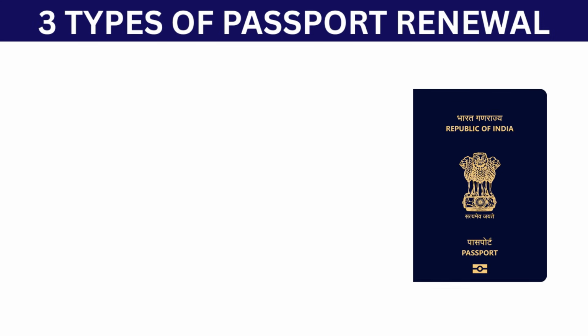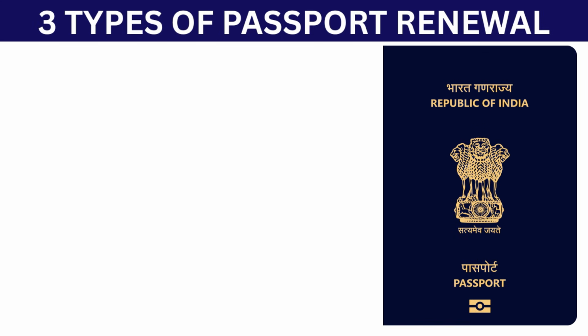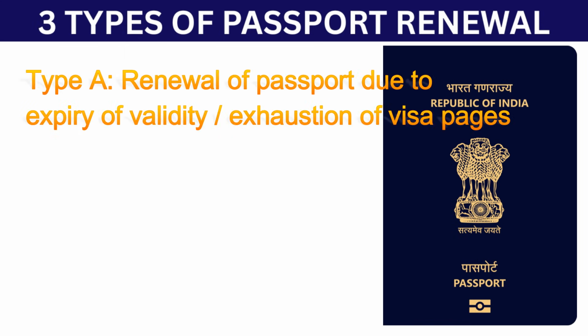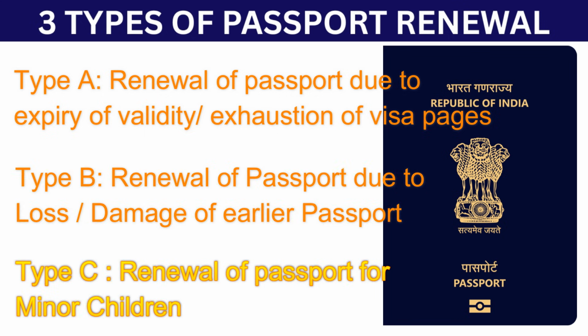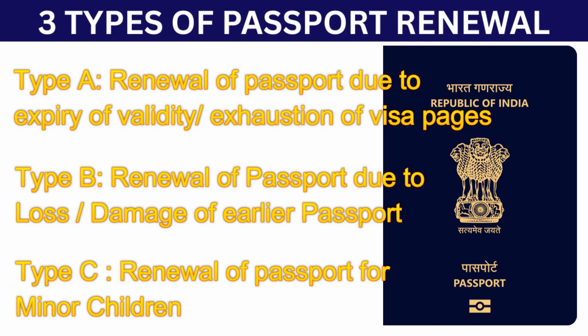There are 3 types of passport renewal scenarios. Here is a breakdown. Type A. Renewal of passport due to expiry of validity or exhaustion of visa pages. Type B. Renewal of passport due to loss or damage of earlier passport. Type C. Renewal of passport for minors. Now let's check what documents are required for each type of passport renewal one by one.